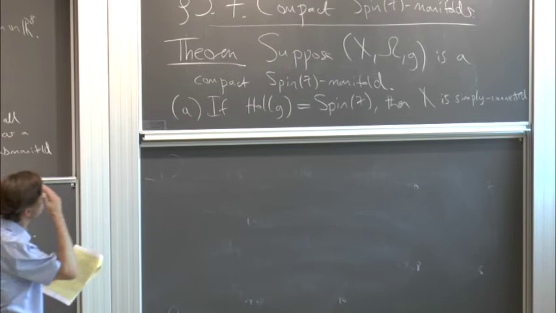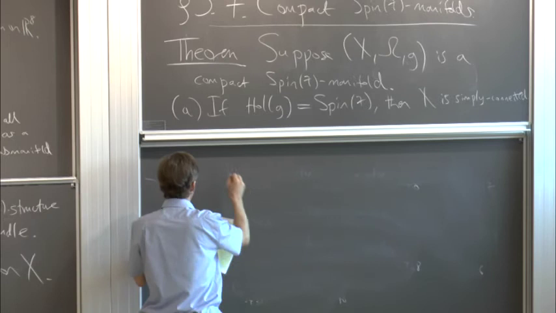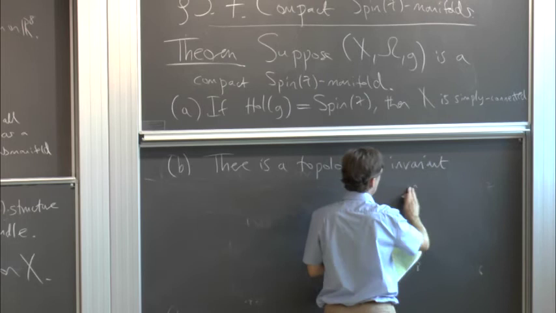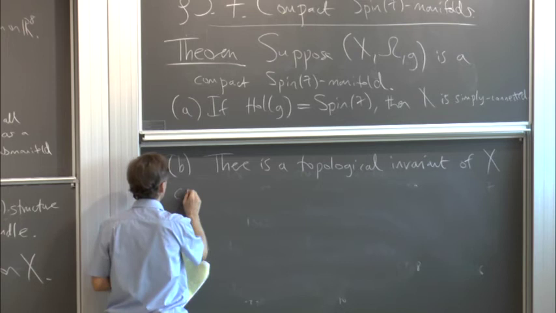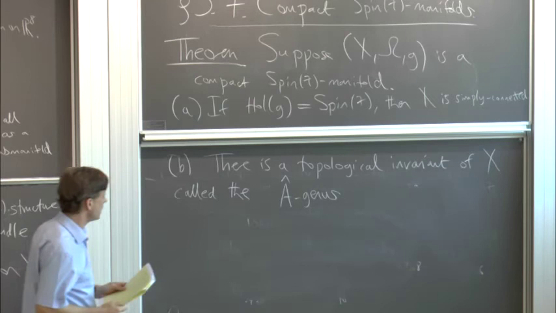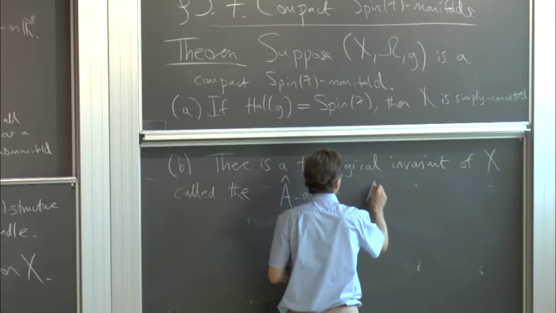Okay. So secondly, there is a topological invariant of X called the A-hat genus, or if you're American, it might be called the A-roof genus, written A-hat of X.